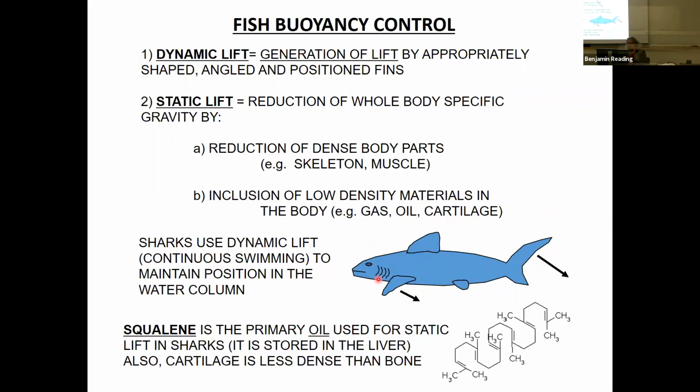Now, when we look at things like elasmobranchs or chondrichthyan fishes, dynamic lift is the generation of lift by appropriately shaped, angled, and positioned fins. If you look at the structure of this fish here, I've drawn a shark, a chondrichthyan fish, but I could have easily drawn a sturgeon, because sturgeons have the same kind of thing: a heterocercal tail and these planing pectoral fins. Also, I could have drawn a paddlefish. Paddlefish have a heterocercal tail, and they also have planing pectorals. They're bony, they're chondrostei.